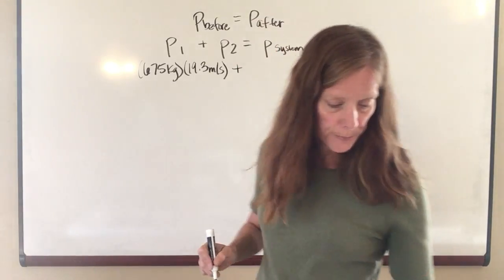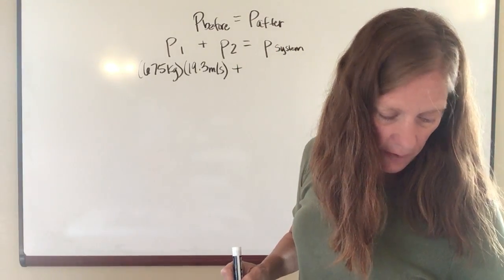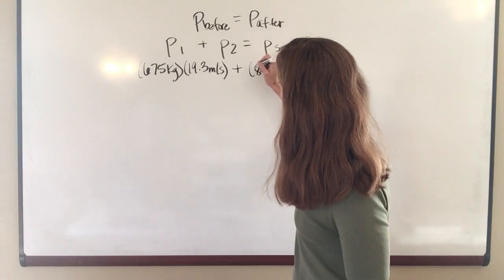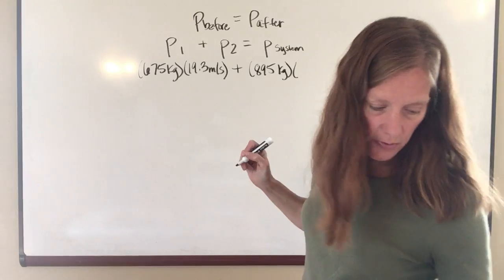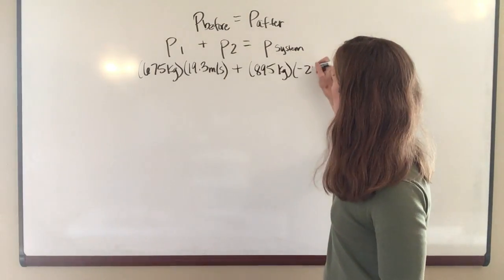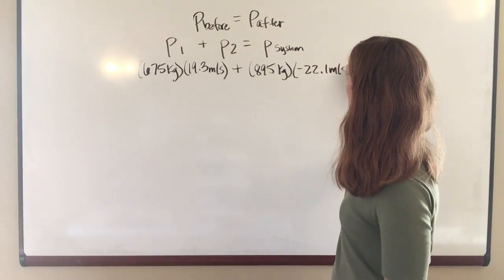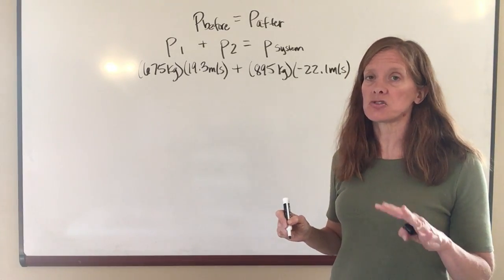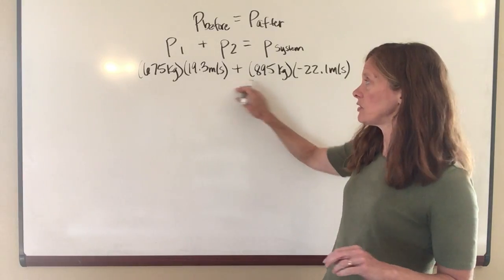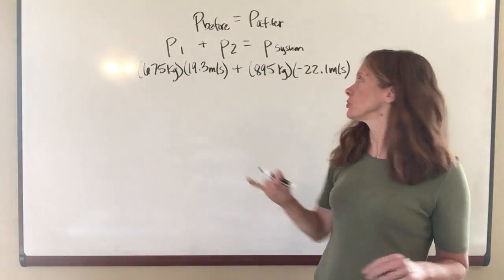Car 2 has a mass of 895 kilograms, and it has a velocity of negative 22.1 meters per second. Now, why did they say it was negative? Remember, the negative sign indicates direction. This car's moving one way, this car's moving in the opposite direction.